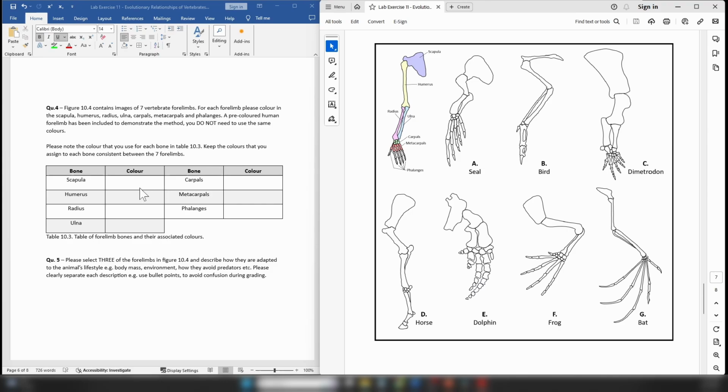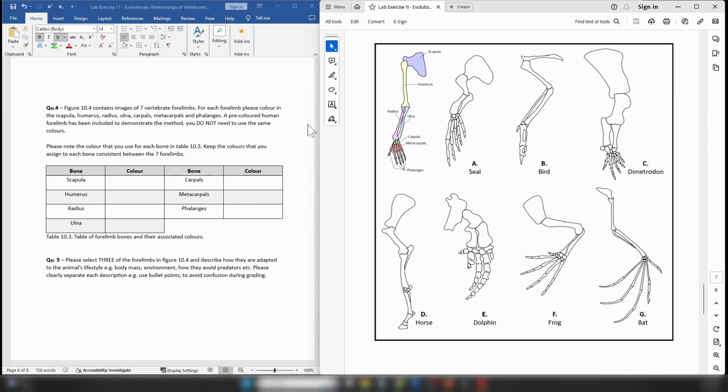In order to do this, you are going to have to assign each of these bones their own color, and you will fill that in the chart here. All right. Now, please use the same color for each of the forelimbs. So as you can see, I have done the scapula in purple. So you would color in the scapula on each of the other 7 limbs in purple as well.